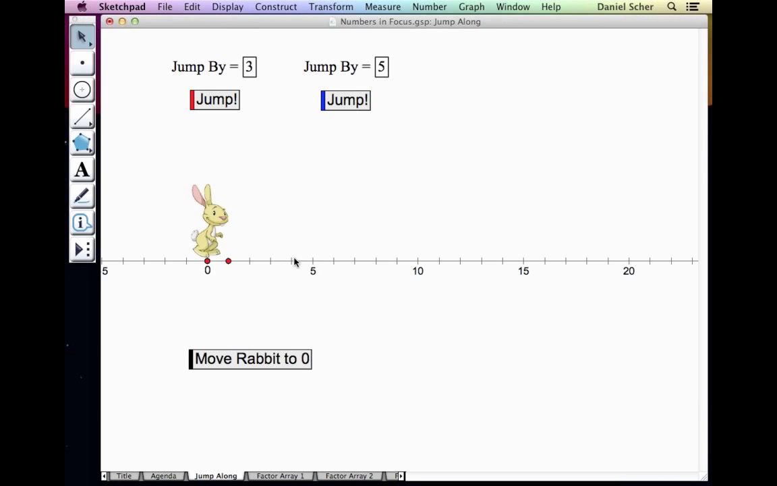We can reach 8 as 5 plus 3. We can reach 9 as 3 jumps of 3. We can reach 10 as 2 jumps of 5. We can reach 11 as 2 jumps of 3 and 1 jump of 5. And we can reach 12 as 4 jumps of 3. So I'm going to use the marker tool, and I'm going to draw a little circle around these numbers that I just mentioned: 8, 9, 10, 11, 12. These are numbers that we can all reach, these 5 numbers.